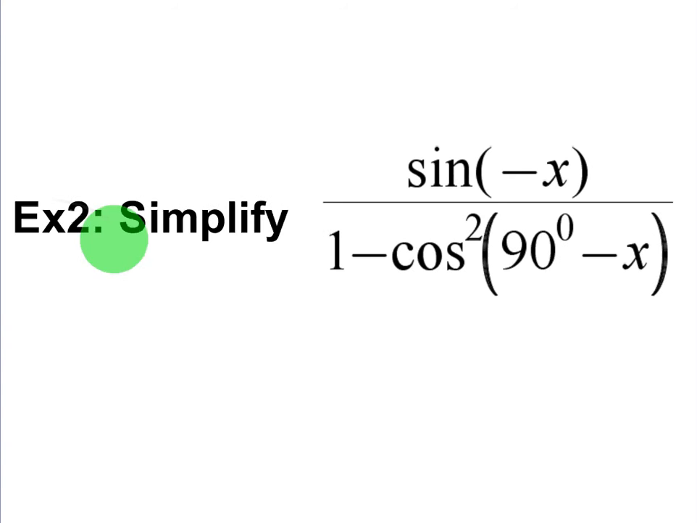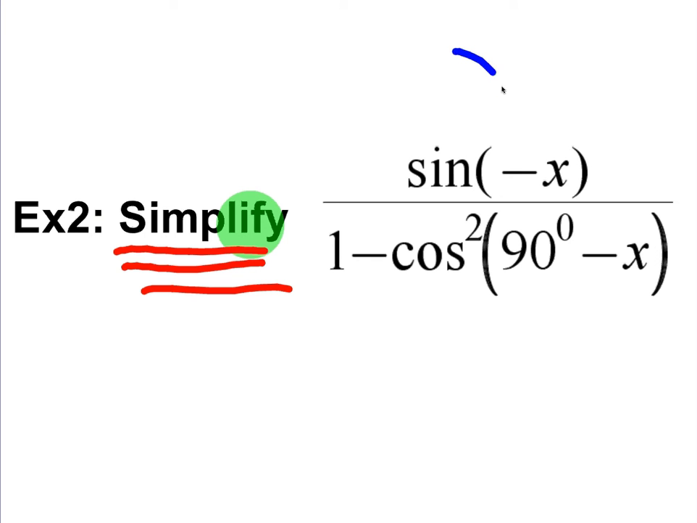For our second example of cofunction and even odd simplification, we have simplify, and again, simplify means we're going to take this complicated expression and try to make it shorter or simpler. On the top we have sine of negative x.